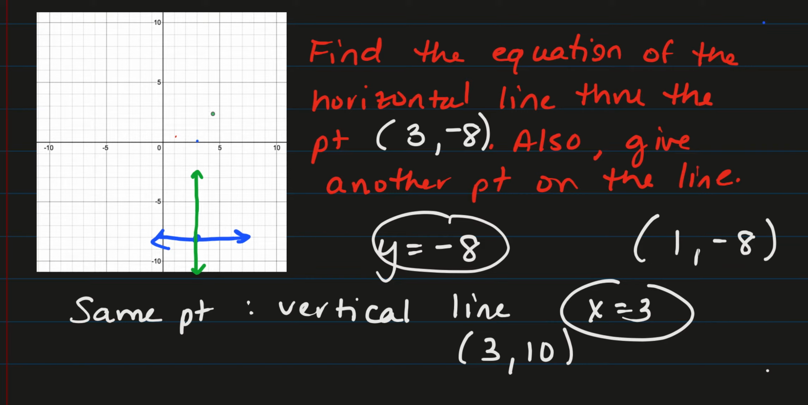Okay, now that we've talked about horizontal and vertical lines, let's talk about all other types of lines. So lines that look something like this, or with negative slopes. So something like that. So anything that's not horizontal or vertical. Okay? So this is for all other lines.